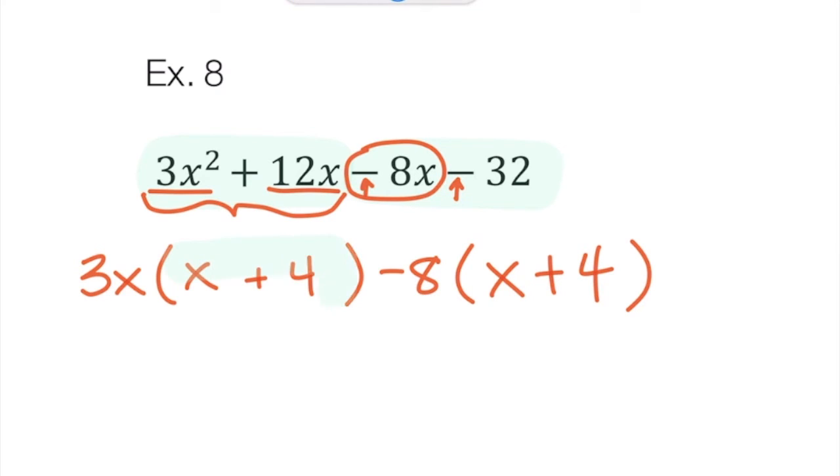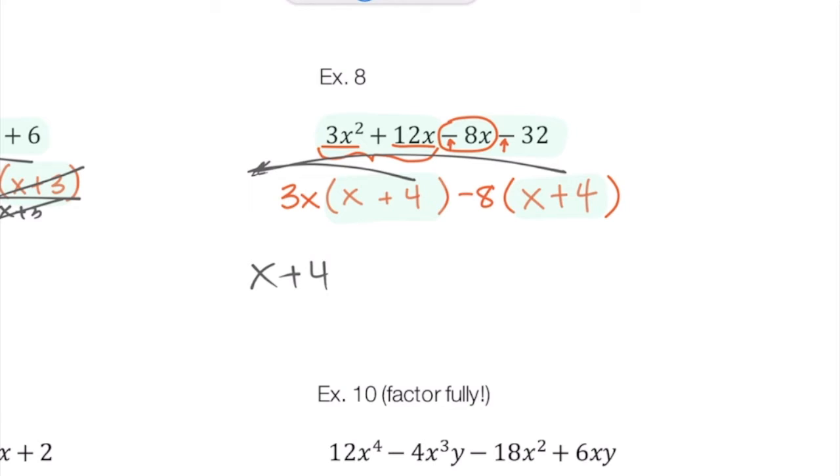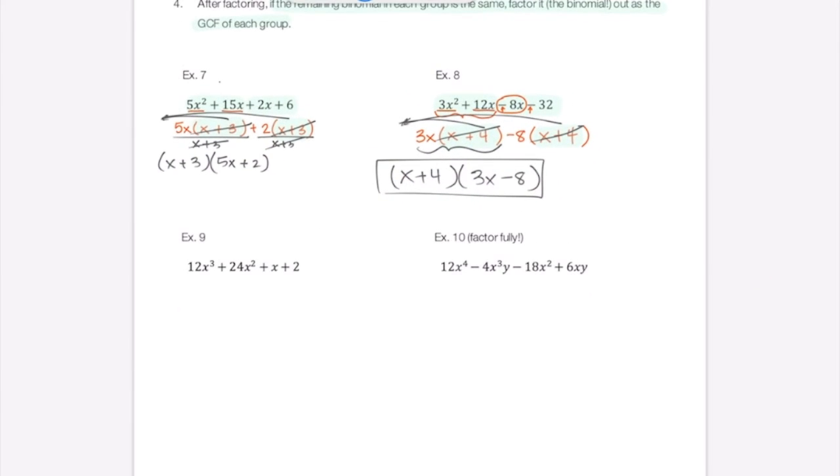And then notice what we have. We have a common binomial factor that can be factored out, so we can undistribute that x plus 4. So we'll have an x plus 4 for one of our factors. And when we factor out an x plus 4 from that group, we just have a 3x left. And when we factor out an x plus 4 from that second group, we have a minus 8 left. And now we've factored our 4-term polynomial fully.